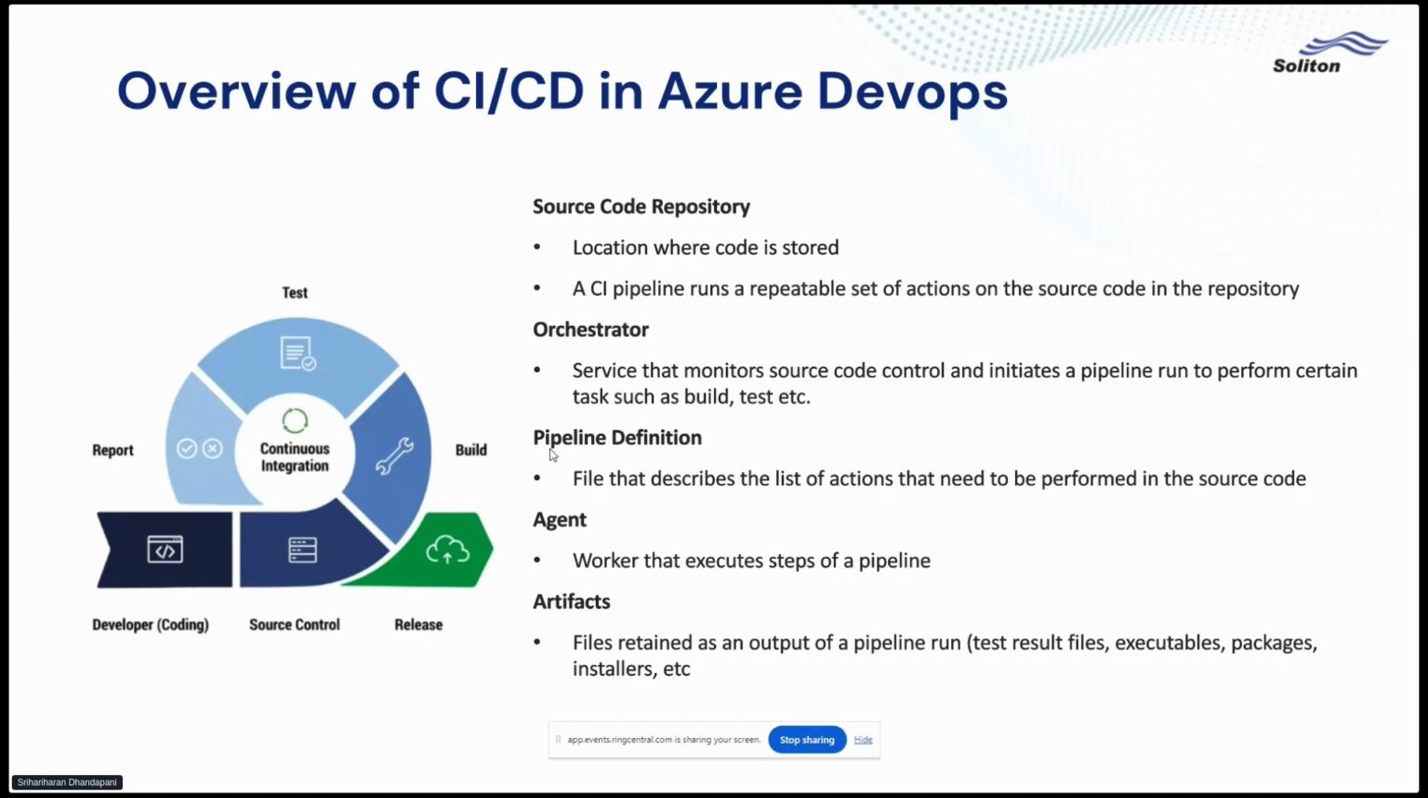And then we will have a few pipeline definitions. Pipeline files consist of the list of actions that need to be taken on the source code upon a change. Let's say I need to build, so that is the change request, and it will have the list of tasks there. The agent is the worker which is going to do these operations: it takes the code from the source code, builds it, tests it, and reports. And artifacts are the files generated when the agent is working on these activities, and they are retained in the output of the pipeline, right?